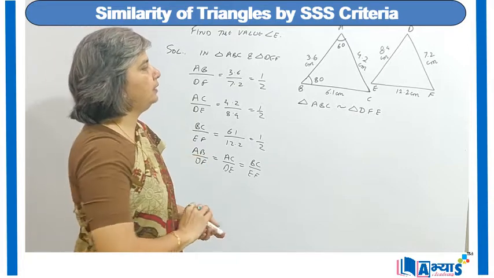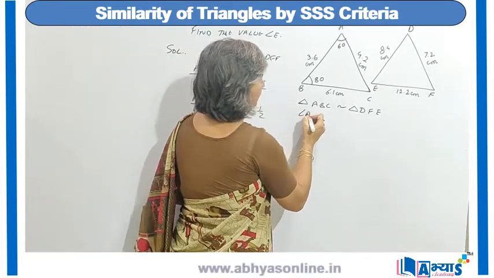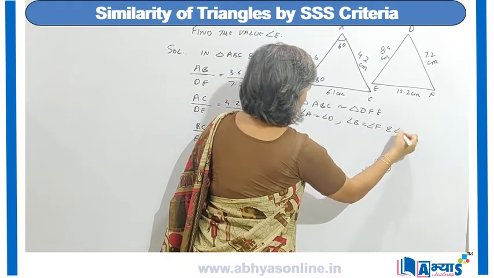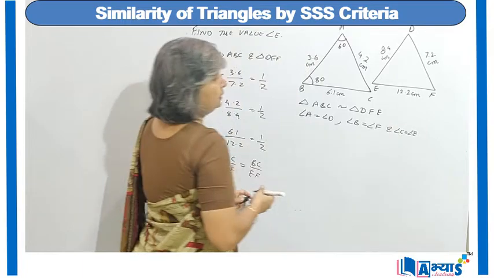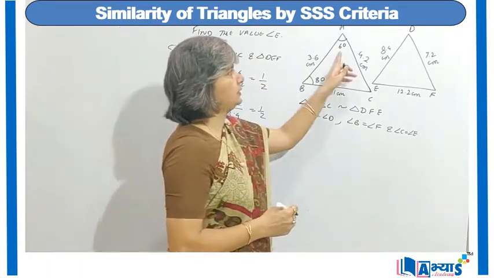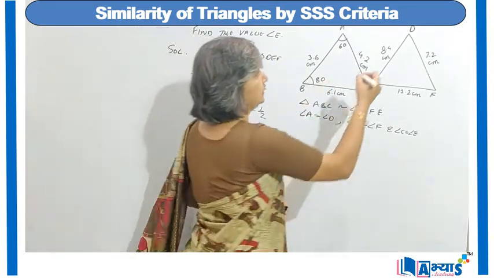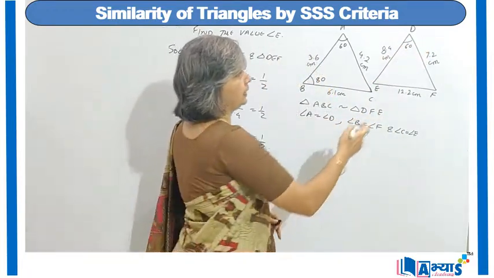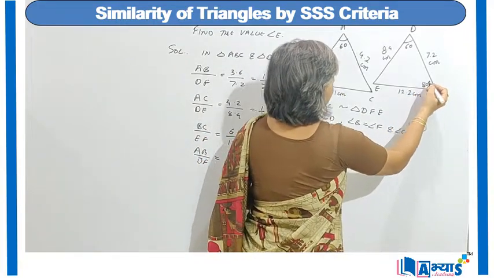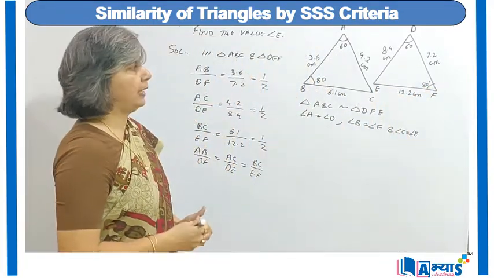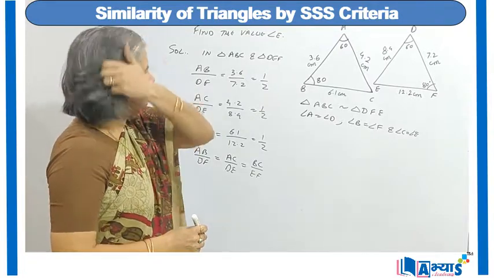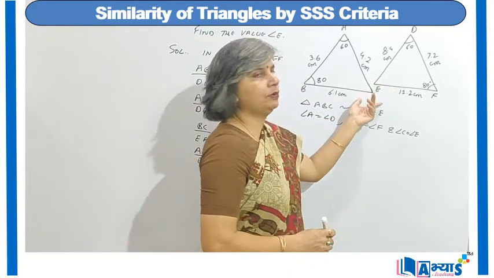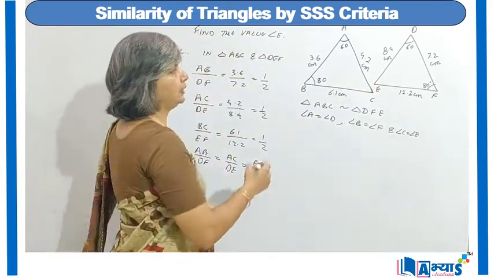So from similarity we can say that angle A is equal to angle D, angle B is equal to angle F, and angle C is equal to angle E. So angle D will be equal to 60 degree because A is 60. So angle D is 60 degree, and angle B is equal to angle F, so angle F will be 80 degree. But we are supposed to find angle E, because we are given in the question that we are supposed to find angle E, but angle E is equal to angle C. So we will first try to find the angle C.